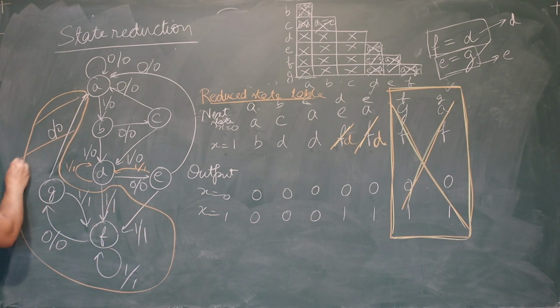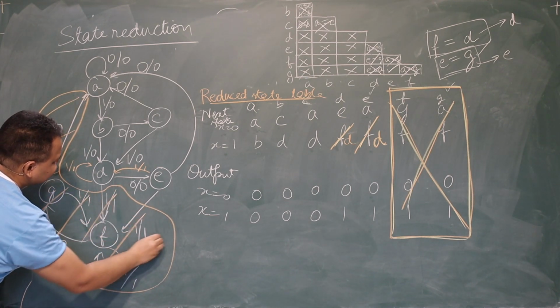Okay, now this is gone. Okay, so this becomes your reduced state table.